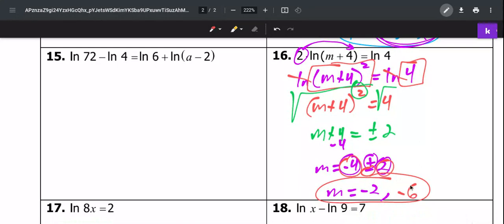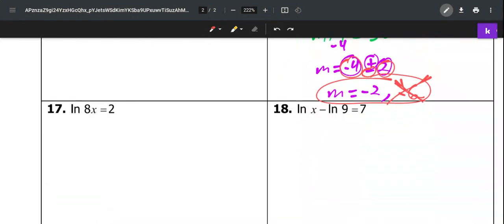All right, hopefully you found that negative 6 will not work. Because when I plug in negative 6 up here, negative 6 plus 4 is negative 2. I can't do the natural log or a logarithm of a negative number, so only negative 2 will work. Because negative 2 plus 4 is still positive. All right, let's move on.